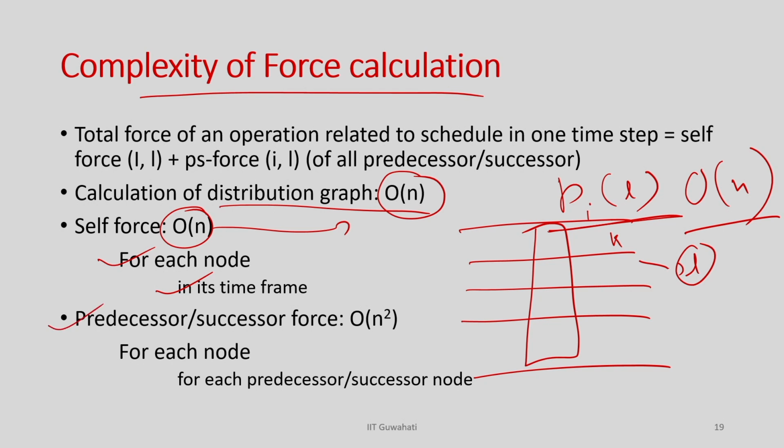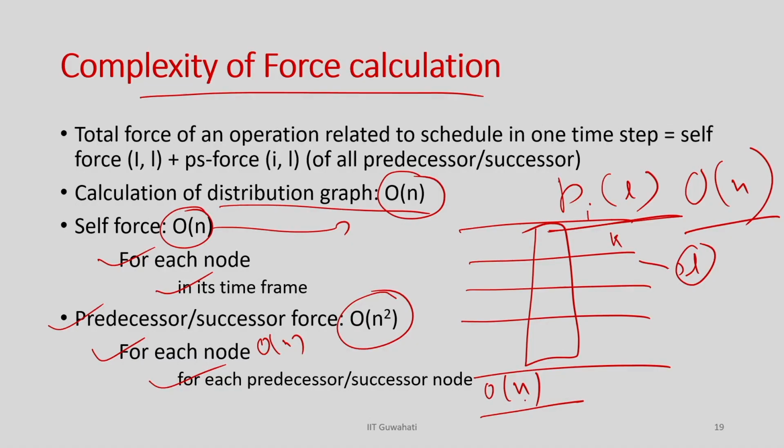But the predecessor or successor force for a node is order of n square, because this has to be done for all nodes. For each node, for each successor or predecessor node. Whenever I take a node, I have to check how many nodes are the predecessor and how many nodes are successor, and for each of them I have to calculate this. So, for every node I have to search the whole graph again to identify the predecessor and successor nodes, and then you have to calculate their force. So, it will be basically order of n square. Okay. So, this is the high level, no need to think too much about this, but it is a bit complex to calculate.